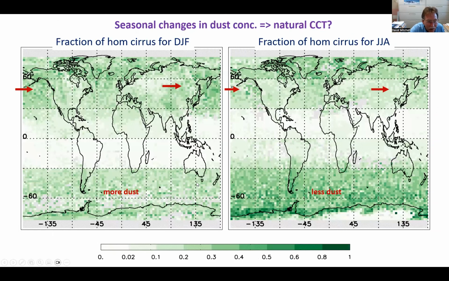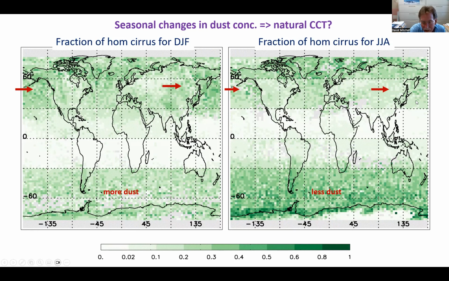So when you look at the downwind regions of these dust sources in December, January, we'll start with the northern hemisphere. There's a lot of hom cirrus to the right of that red arrow. So the red arrow is over those dust sources, and downwind of it is the Pacific Ocean. There's a lot of hom cirrus. But then in the summertime, when the dust concentrations increase, it goes away to a great extent.